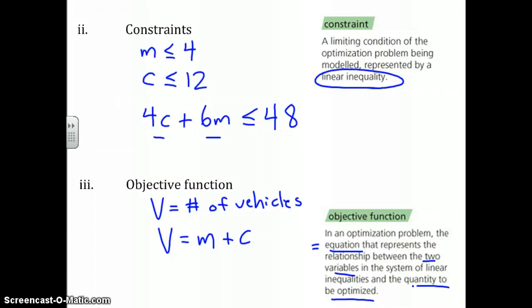The objective function always has three variables in it. It relates our two other variables to a third variable, which is the thing we're trying to optimize, which in this case is the number of vehicles.